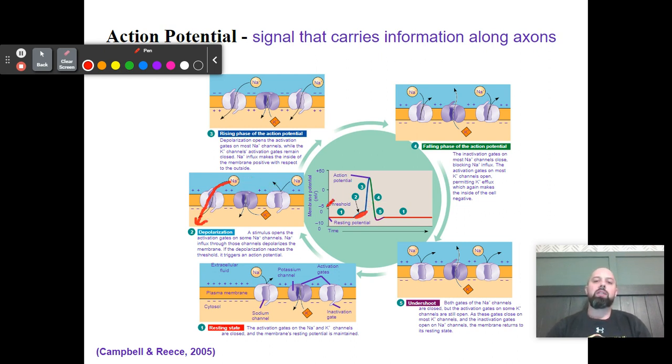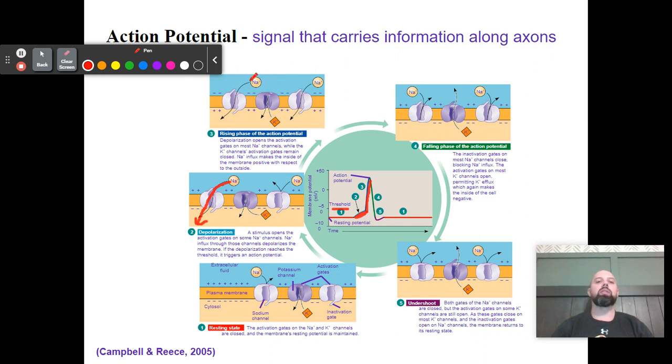All right, so in this case, though, we reached threshold. So threshold is very important. An action potential is an all or none response. If we reach threshold, it will occur. If we do not reach threshold, it will not occur. And so once that depolarization reaches threshold, we reach number 3, and that's the steep incline here. We call it the rising phase of the action potential.